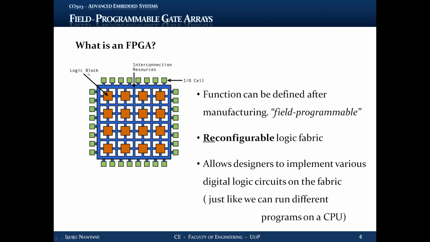And then at these endpoints, you have input-output cells, which allow you to communicate with the outside world, outside the chip. So this is what you have inside an FPGA: a grid or mesh of logic blocks connected by some sort of an interconnect. Then what do we have?